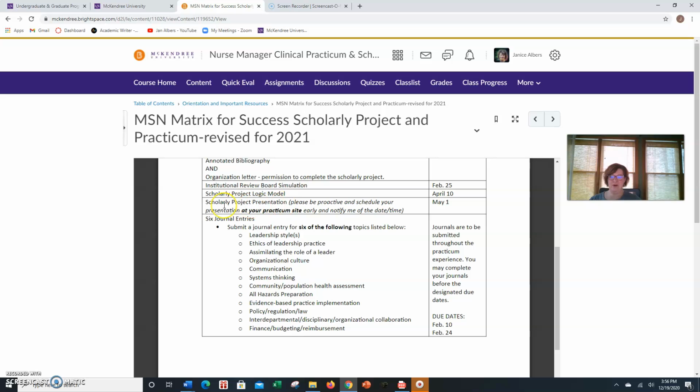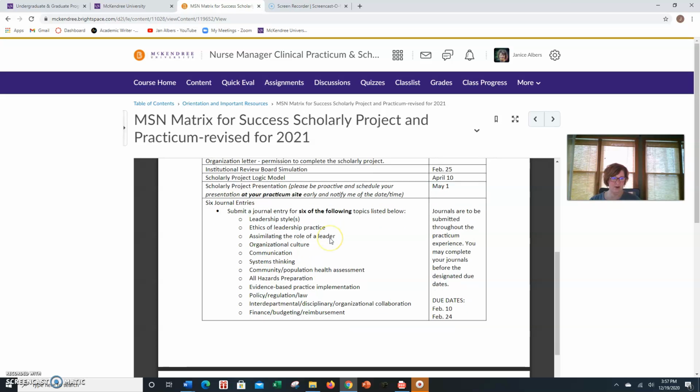With that, they're also going to do a scholarly project presentation following their project, and they're going to present the metrics. What did they find? Was it successful? What would they recommend for the future? It's an overview of their project. Again, this is a competency that our stakeholders want our students to have, those professional presentation skills.